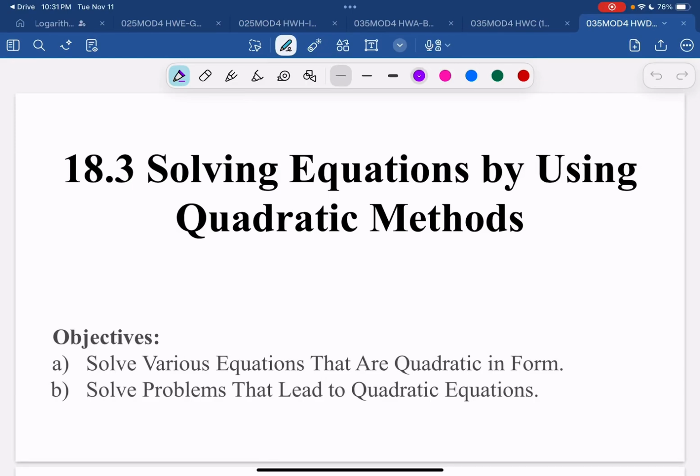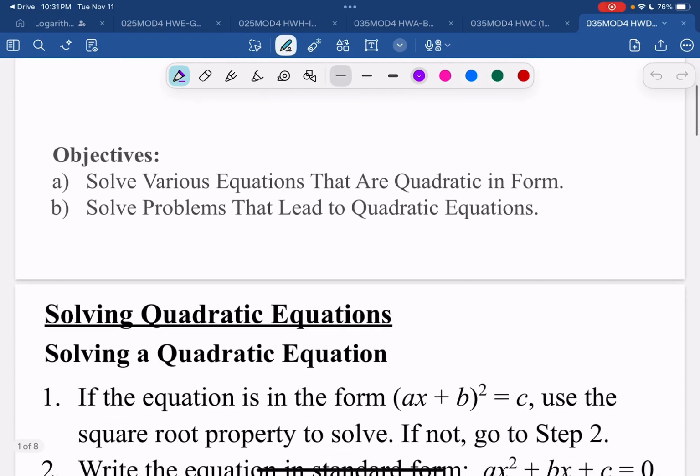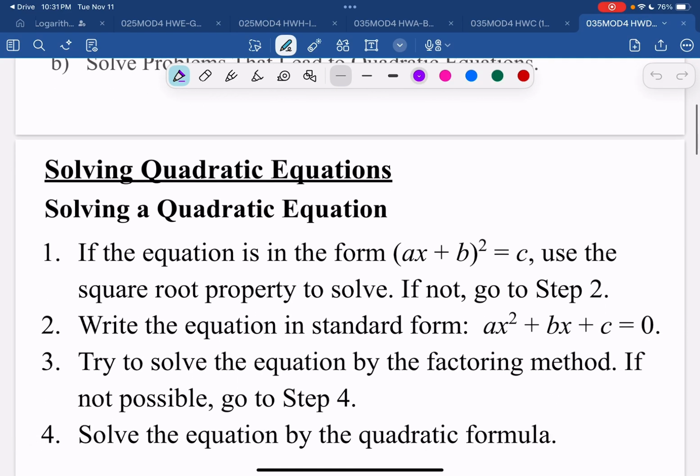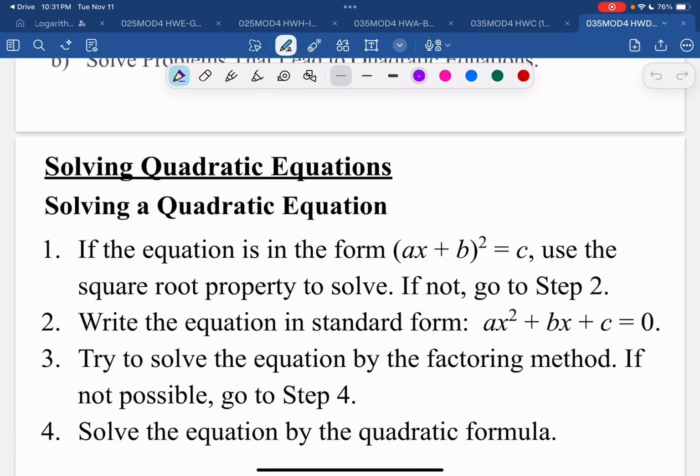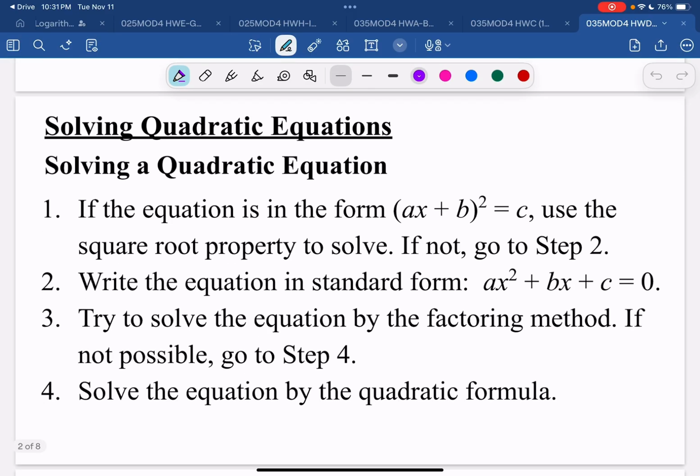In this video, we're going to look at solving equations using different quadratic methods. And so we're going to start out by just looking at some steps that we would follow. So if the equation is in the form ax plus b squared equals c, then we can use the square root property to solve.